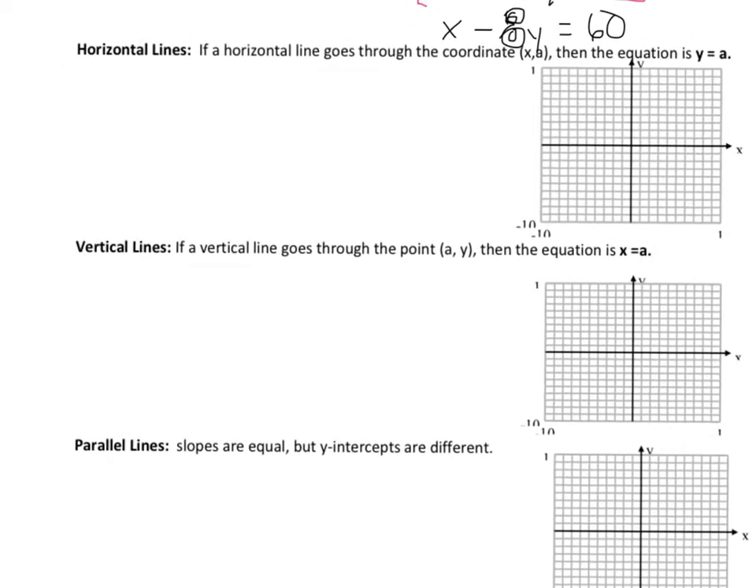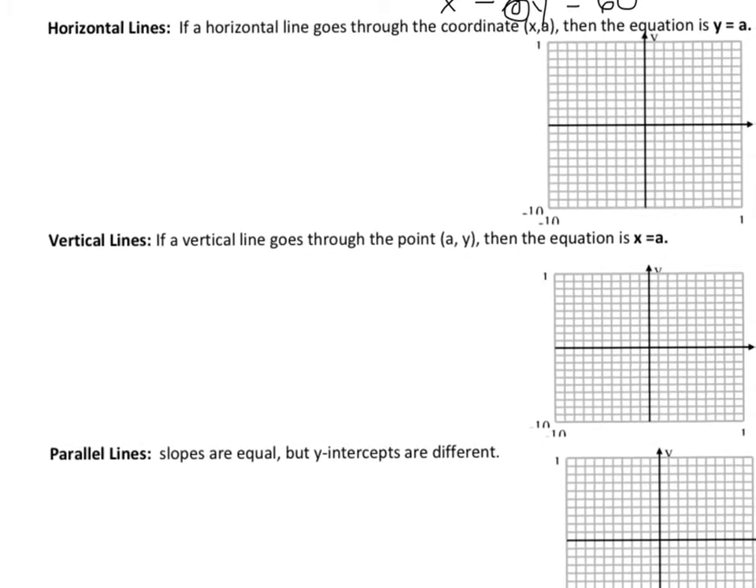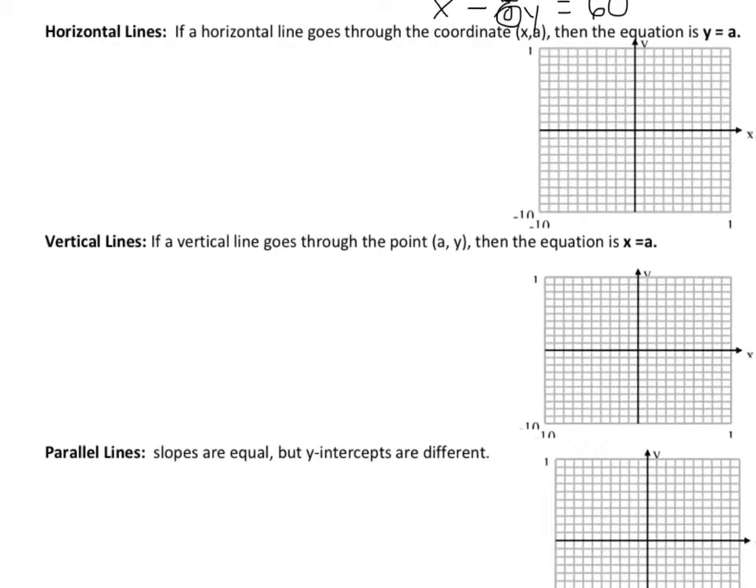Next, horizontal lines. Horizontal lines are obviously horizontal, and it says if the line goes through the coordinate x comma a, then the equation of the line is y equals a. So let's demonstrate that. If we have the coordinate 2, 3, the x value of this coordinate is 2, the y value, which I'm representing as a, is 3.